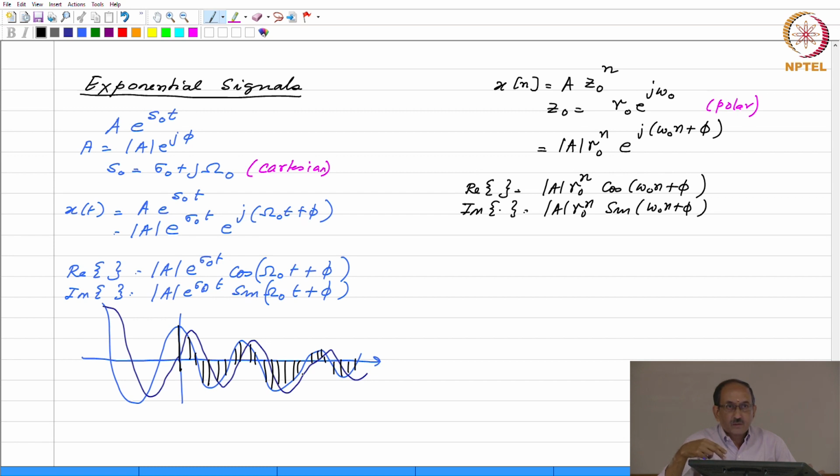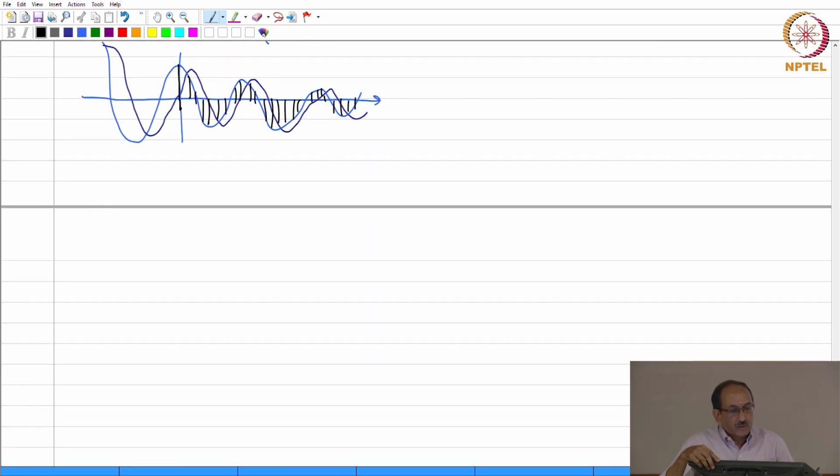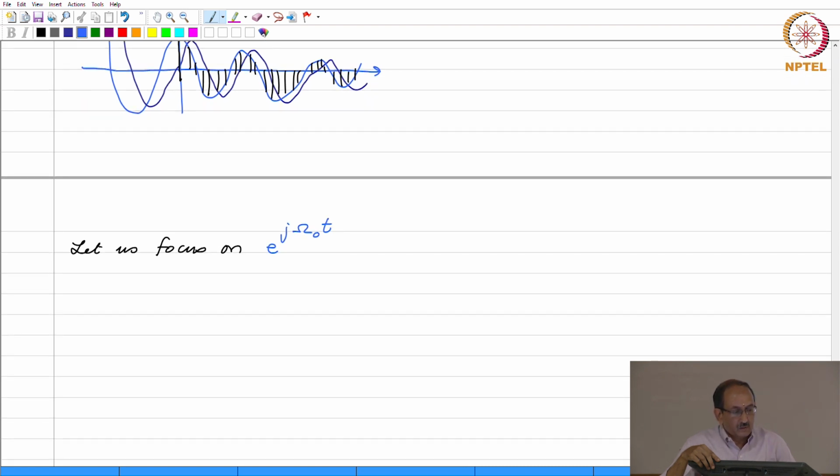Now, let us probe the similarities and differences a little more, to get a better understanding of this. So let us focus on e to the j omega naught t. Here we are trying to compare and contrast continuous time sinusoids versus discrete time sinusoids.